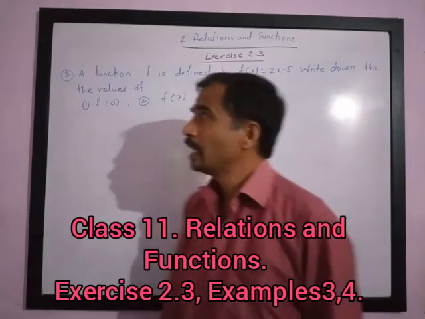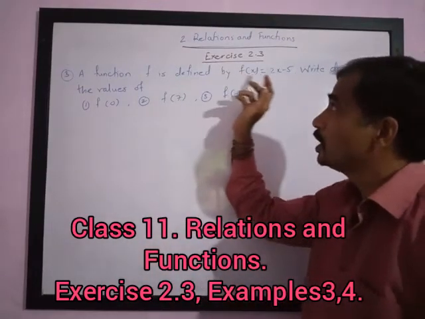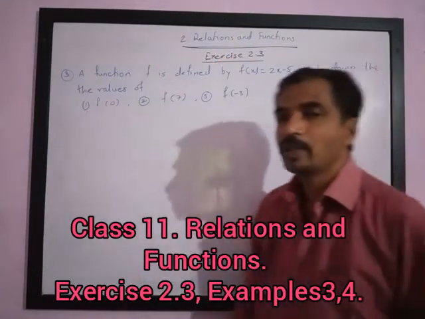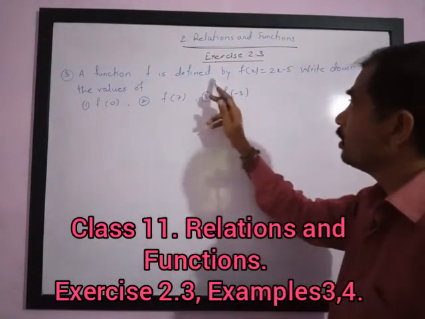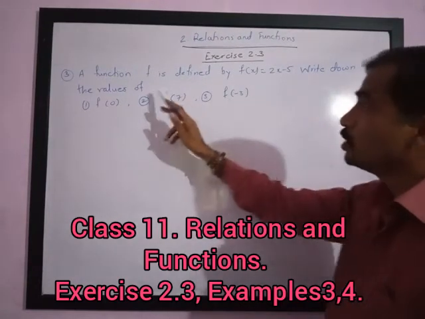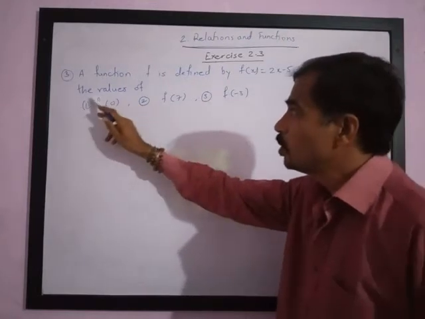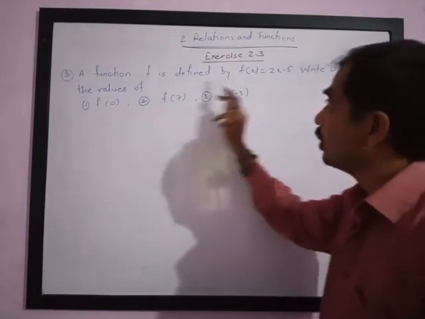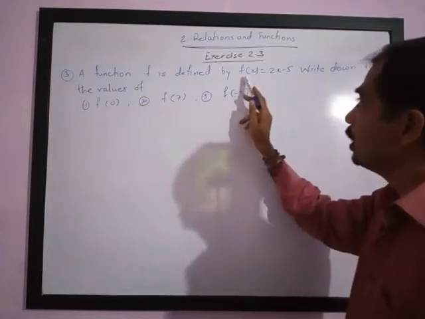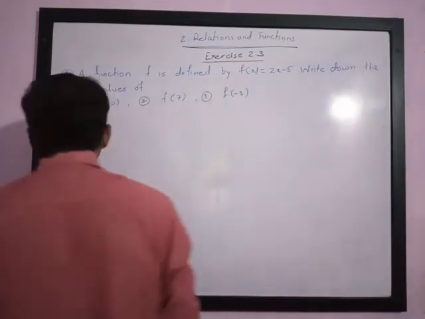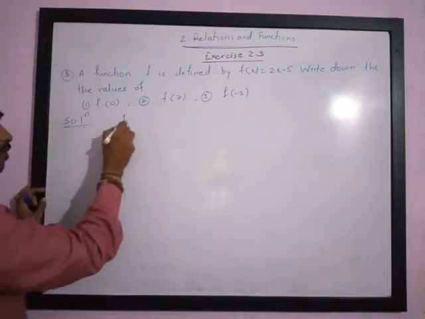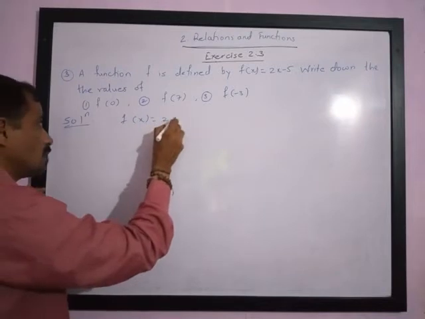Dear friends, in 11th standard, exercise 2.3, that is second chapter, relations and function, we have third question. A function f is defined by f of x is equal to 2x minus 5. Write down the values of f of 0. Means we have to put x is equal to 0 to find this f of 0. Understand this? We are given f of x is equal to 2x minus 5.